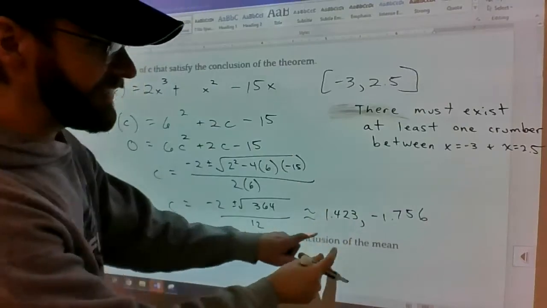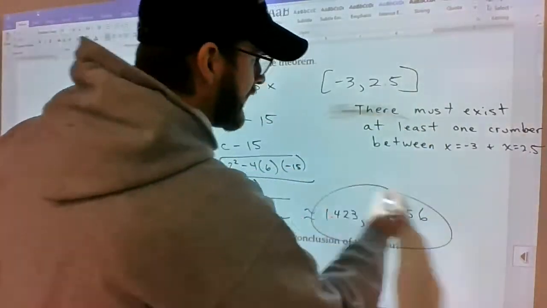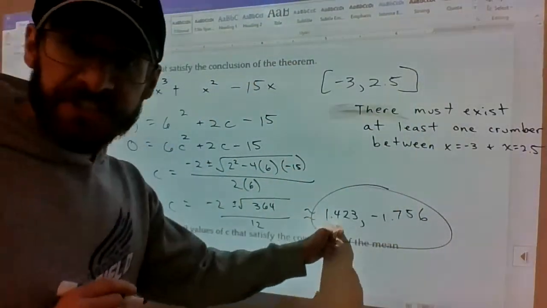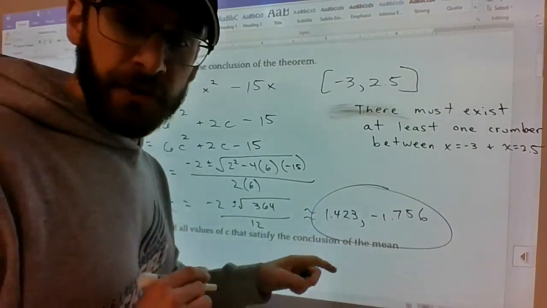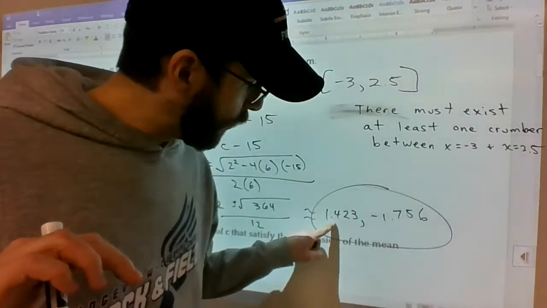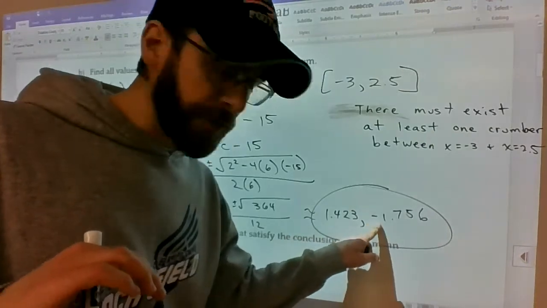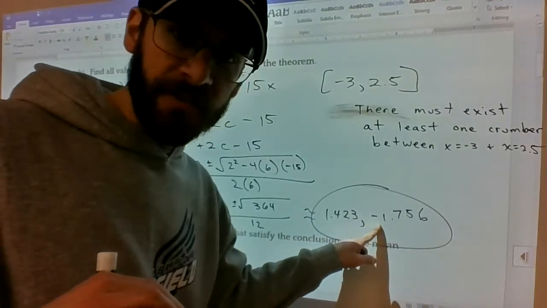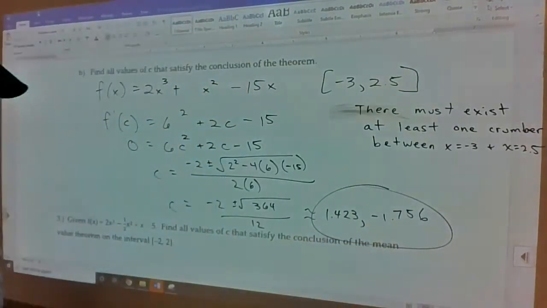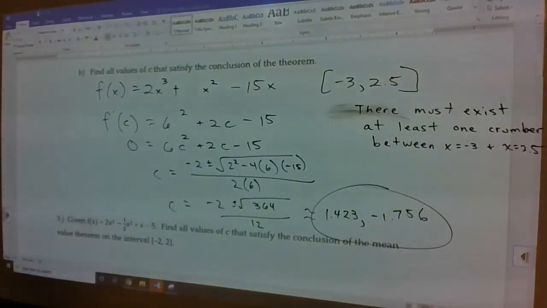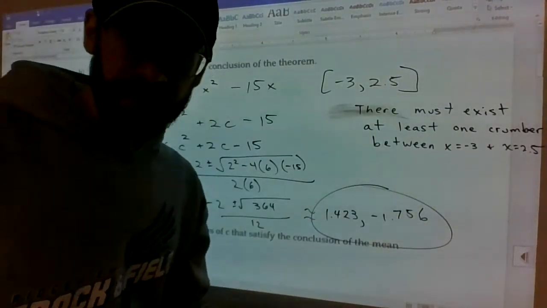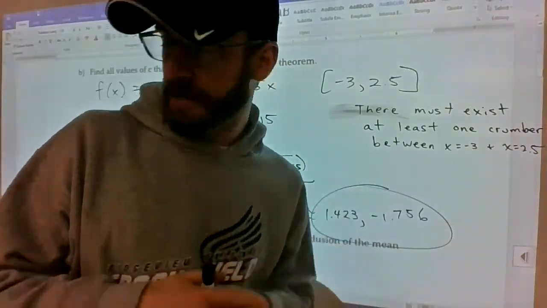At these spots, and they both live in between -3 and 2.5. This is the conclusion of the theorem, that there's going to be a horizontal tangent line at 1.423. There's going to be another horizontal tangent line at x equals -1.7656. All right, so there's Rolle's theorem kind of summarized in this one example.